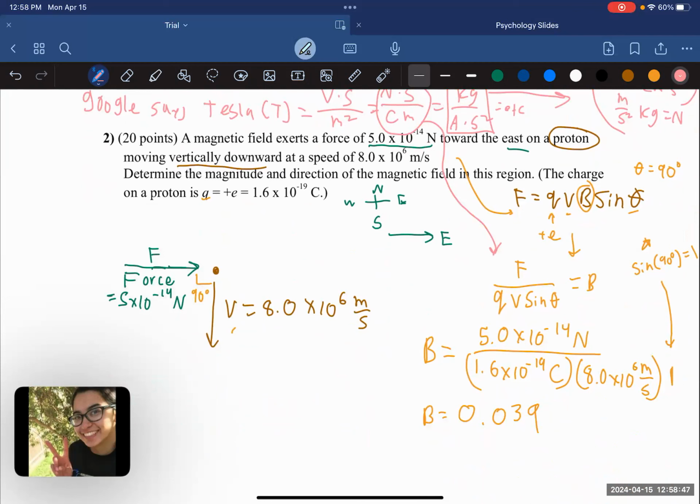Because in this case, we have newtons over coulombs times meters over seconds. That becomes newtons over 1 over coulombs times meters over seconds. You can group those together, and that's going to give you newton seconds over coulomb meters, which, hey, that's our units of Tesla, which is good. That works out because that's for magnetic field. Cool. So we have our magnetic field magnitude.